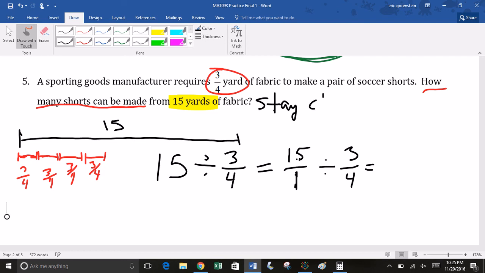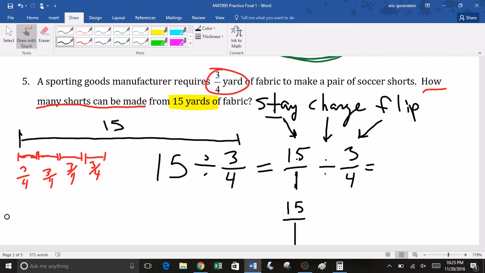Okay, so stay, change, flip. First fraction stays, the division changes to multiplication, second fraction we flip. So the first fraction is 15 over 1, that stays. Next, the operation changes from division to multiplication, and then finally the last fraction we flip it. Instead of 3 over 4, we'll have 4 over 3.